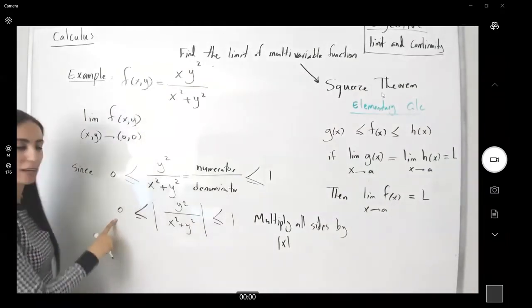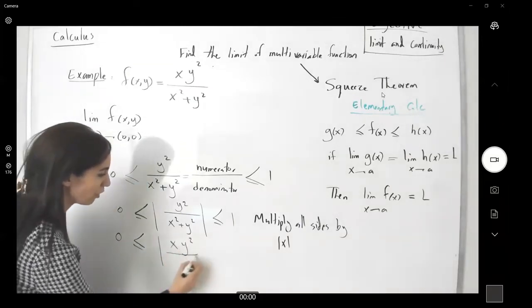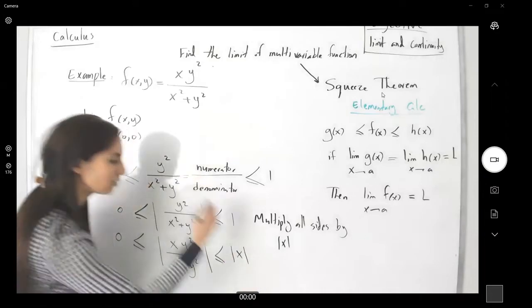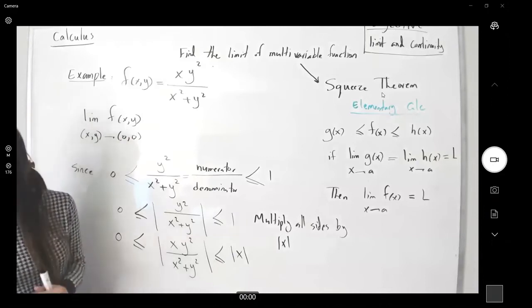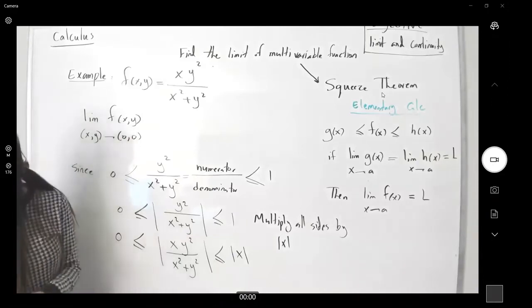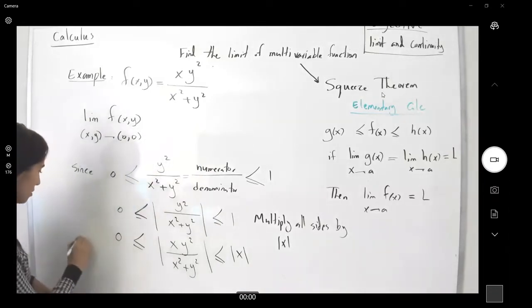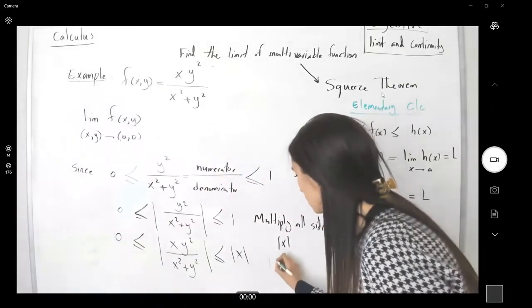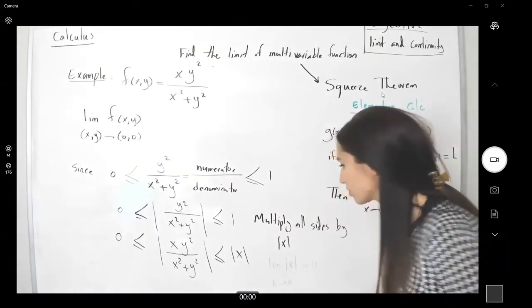Well, 0 times the absolute value of x is 0. This guy is equal to x y squared divided by x squared plus y squared, less than or equal to the absolute value of x. Now take the limit as x and y approach 0. On the left-hand side, the limit of a constant function is always 0. The limit of 0 as x approaches 0, y approaches 0 is 0. The limit of the absolute value of x as x approaches 0 is also 0.